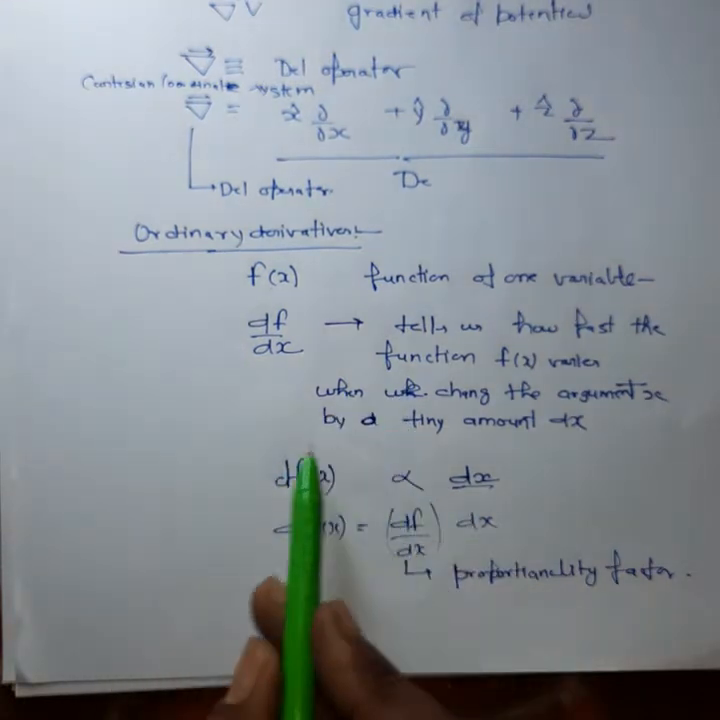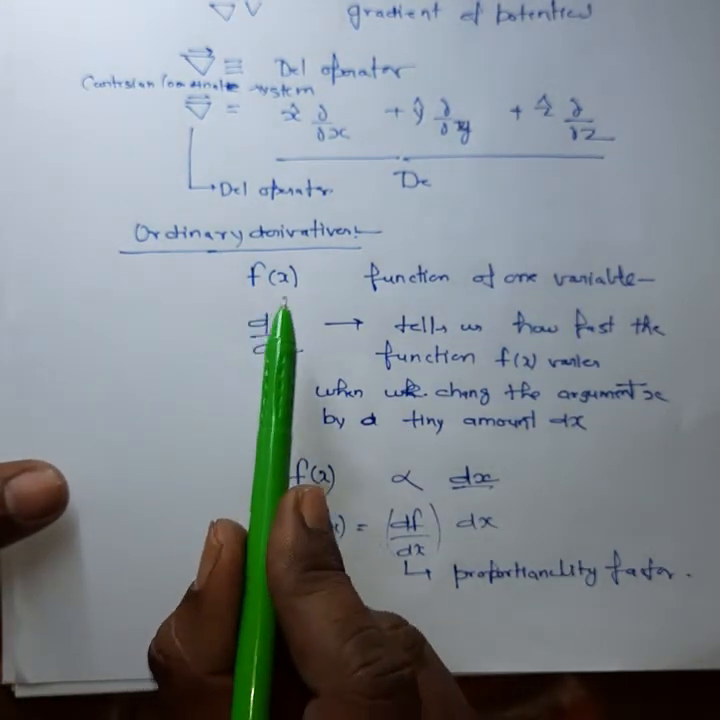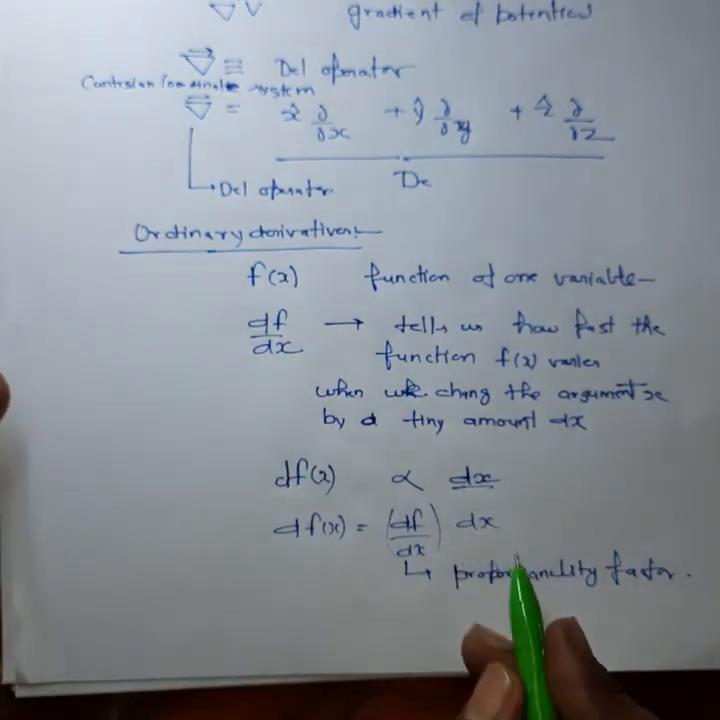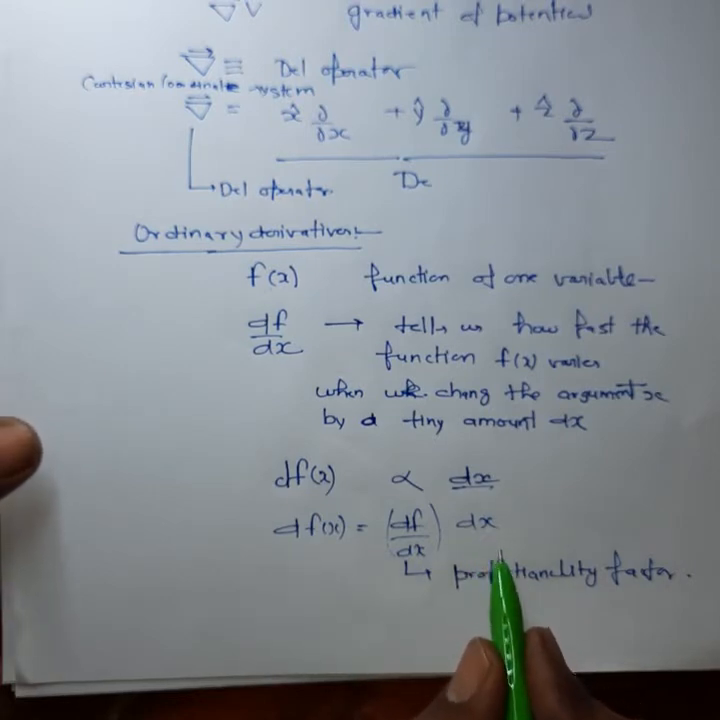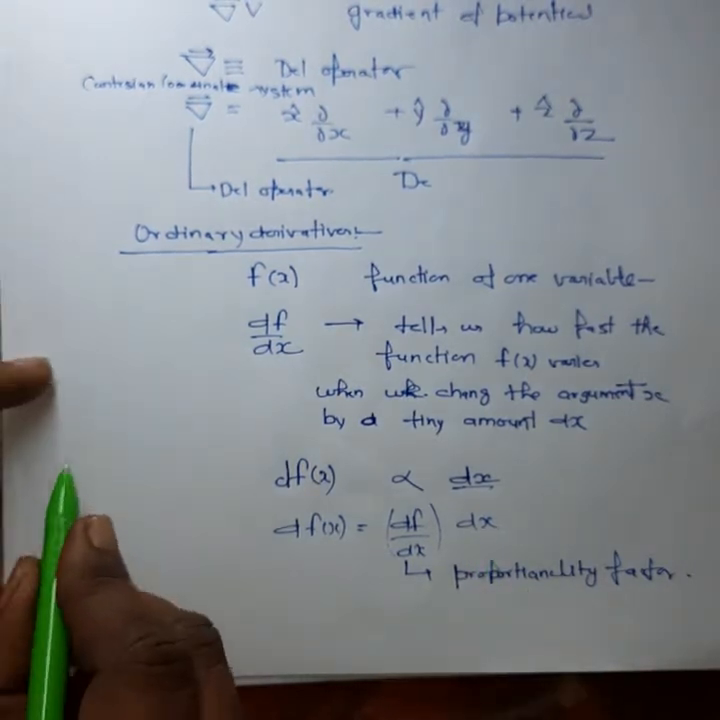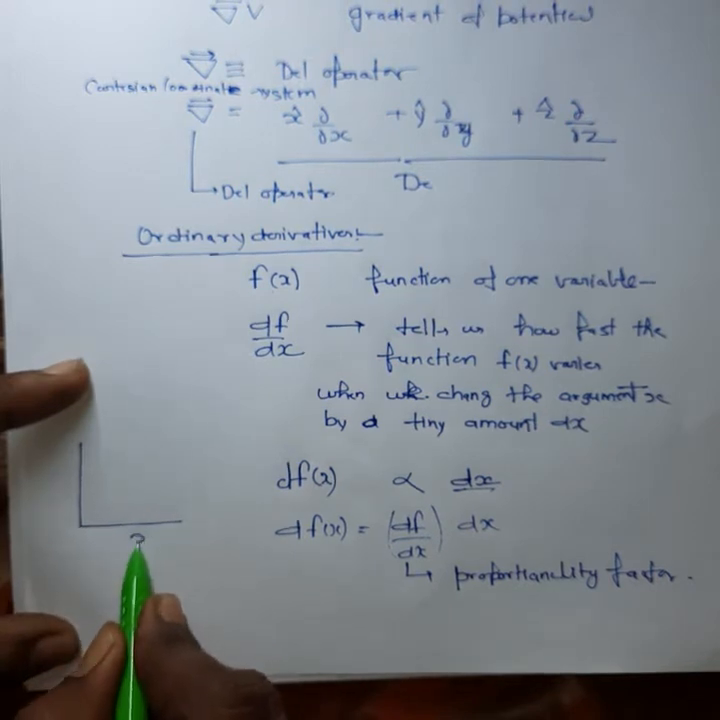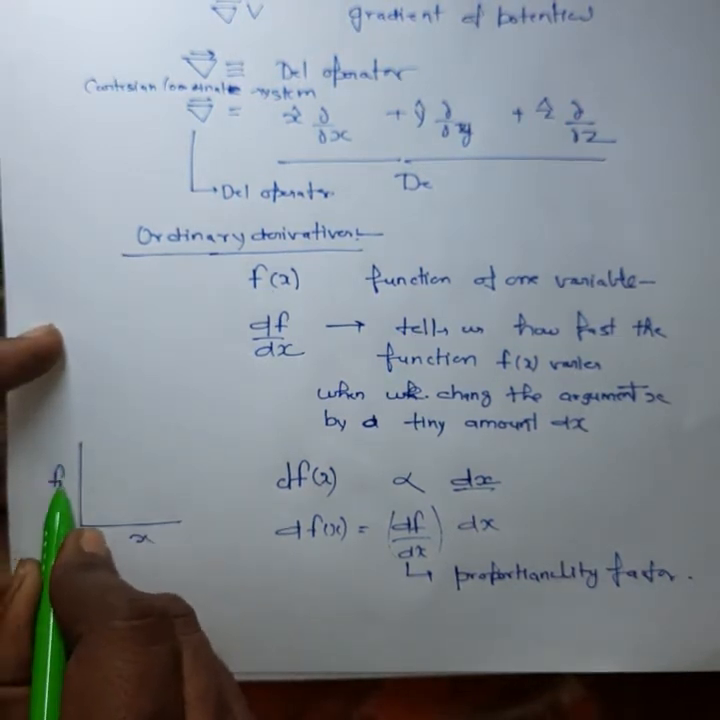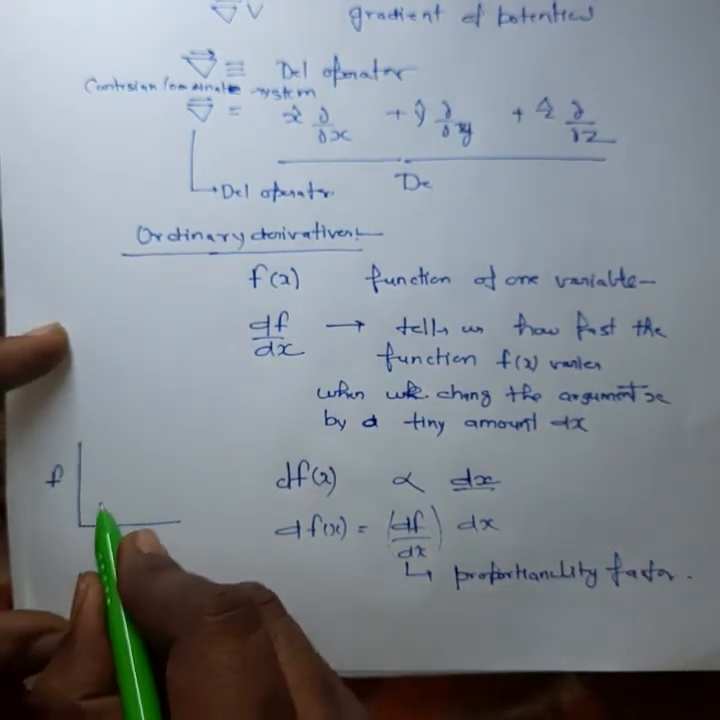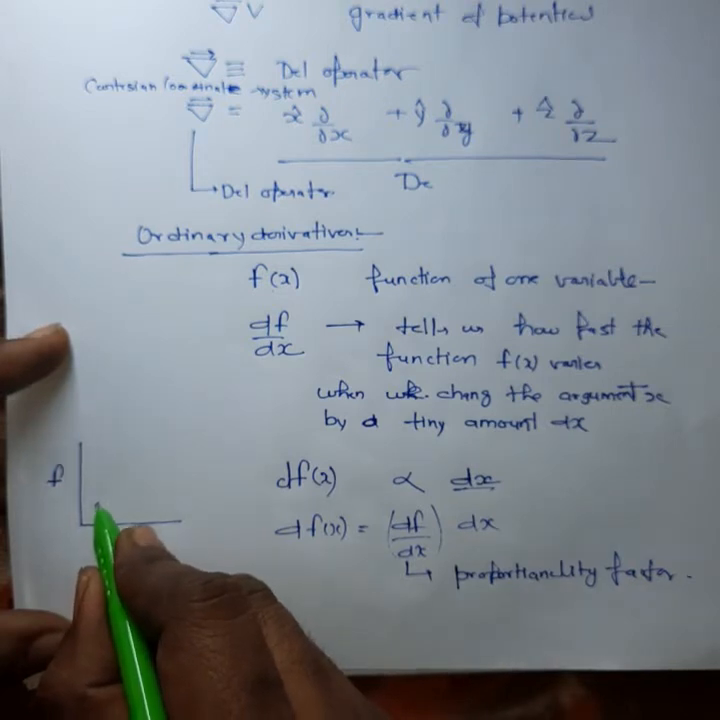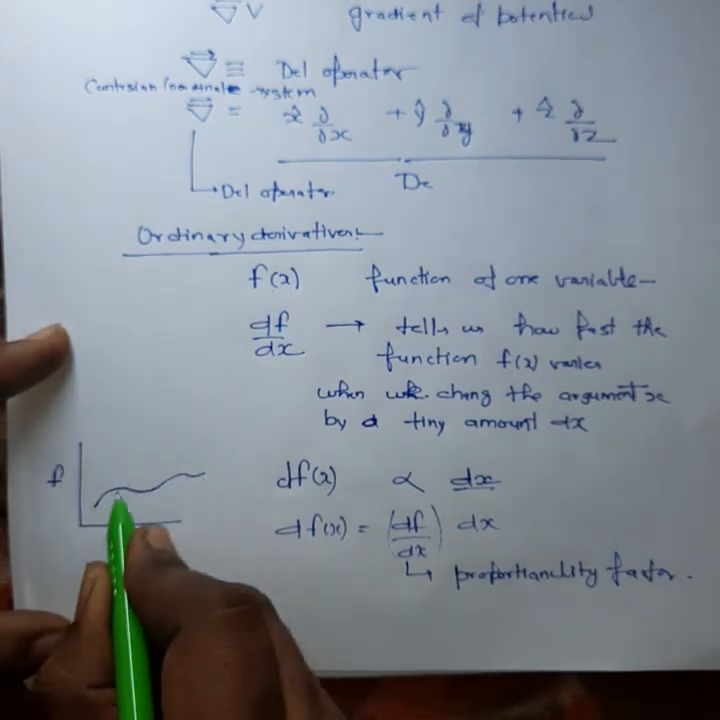So what does it mean? It means that if we change dx, if we change x, suppose you have some type of function like this, let's plot it. Suppose f is some function of x, so it may change like this. Okay, suppose this is the point.